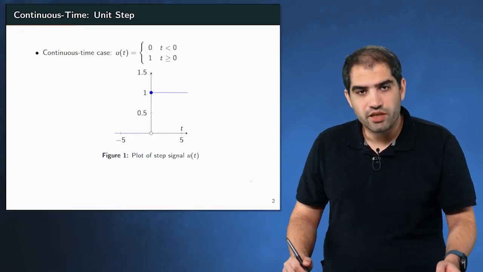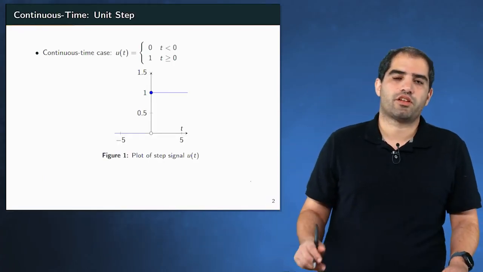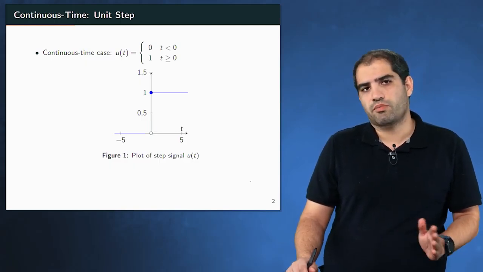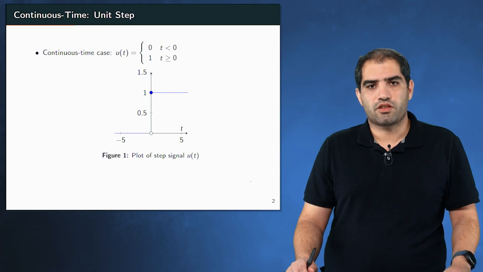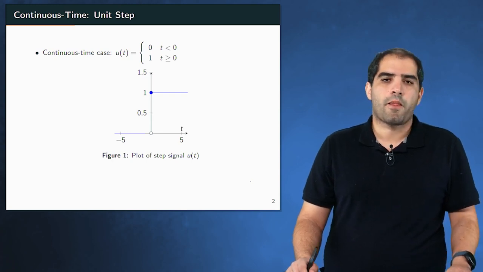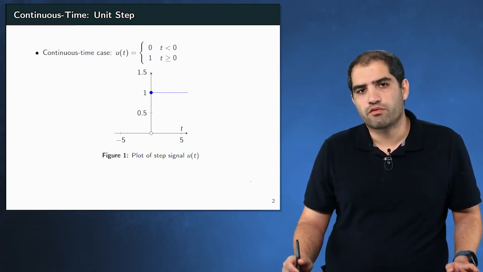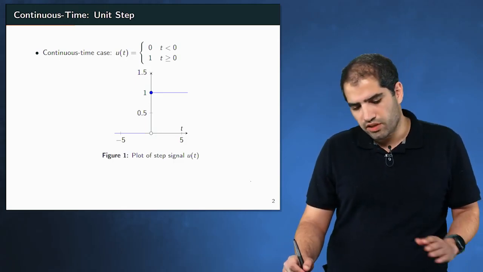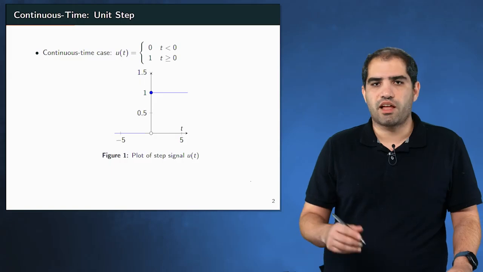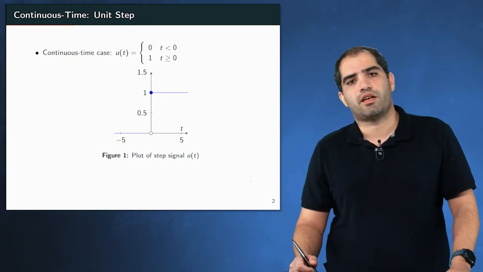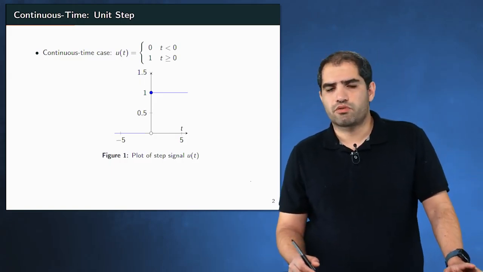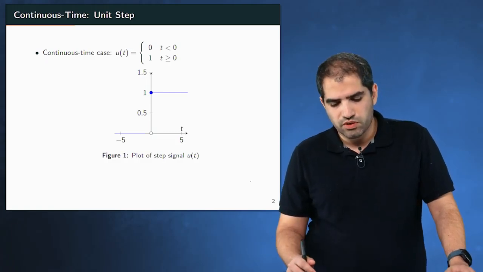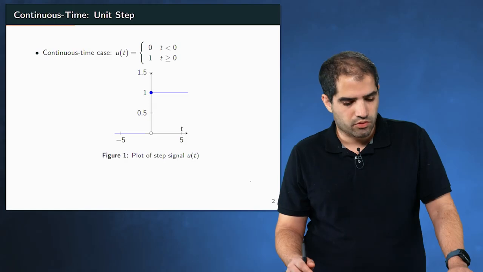Okay, so let's begin with the definition of continuous time unit step. Continuous time unit step is a signal that is 0 for negative time and is 1 for positive time, including 0. At some places, we don't really mind what's the value of the unit step at t equals 0. But yeah, this is the definition that we're going to stick with in this course.